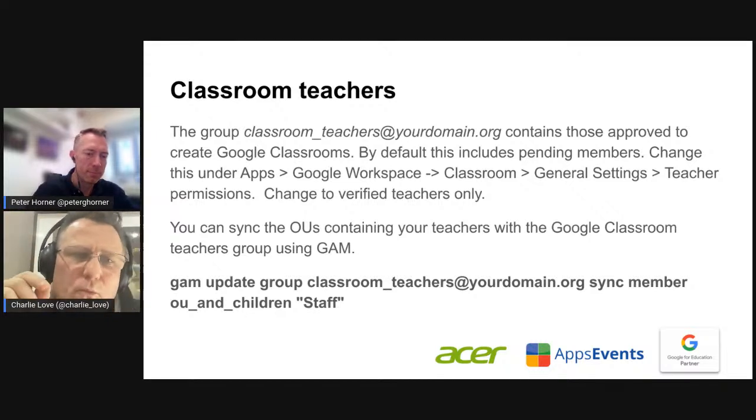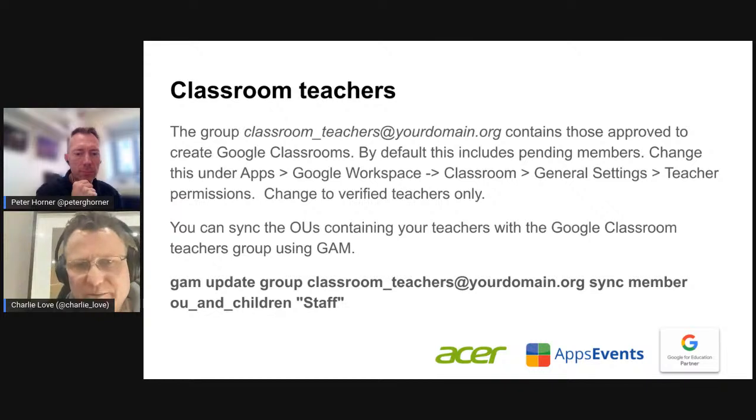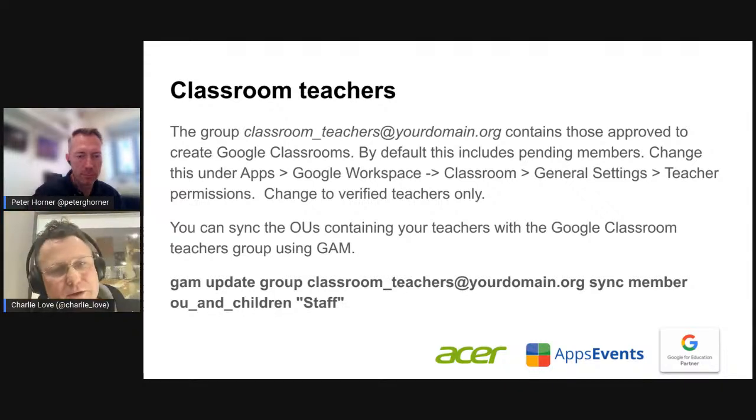So what I do is I can use GAM update group, classroom teachers, whatever your domain is, and I can say sync the members of, and the members for that group are going to be synced, and they're going to come out of the OU staff and any child OUs of that. So if you just say OU staff, it won't do any of the children. It'll just ignore them, right?